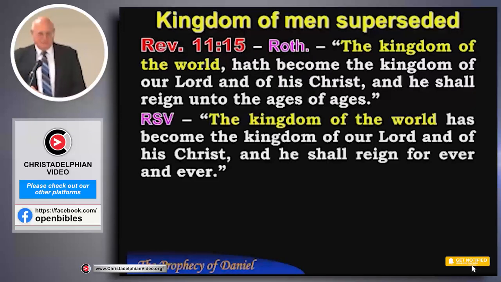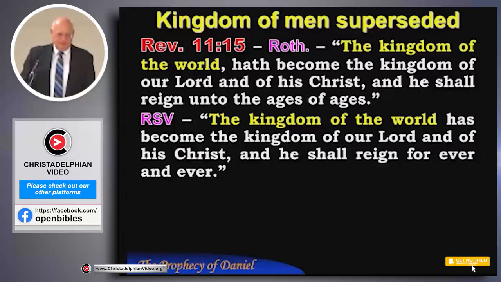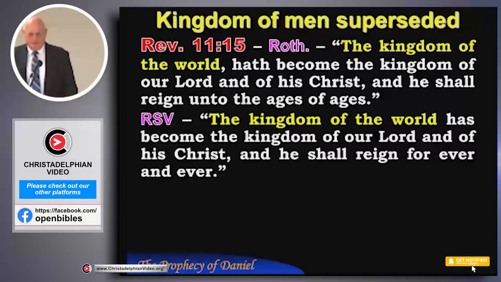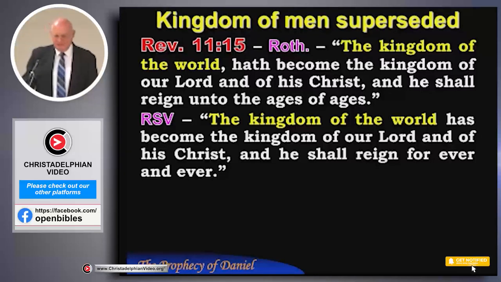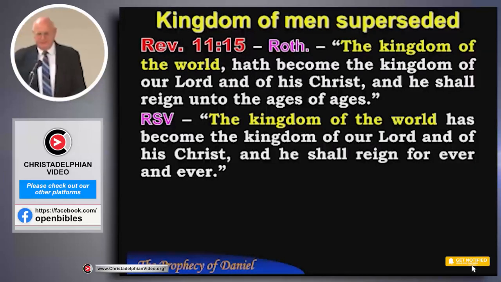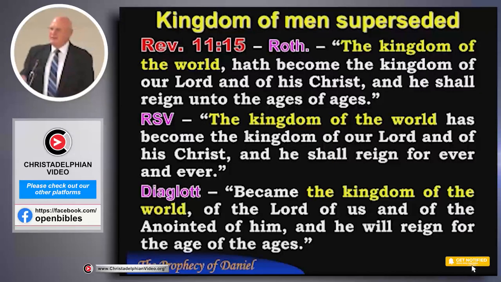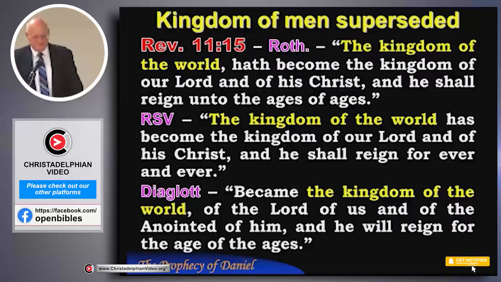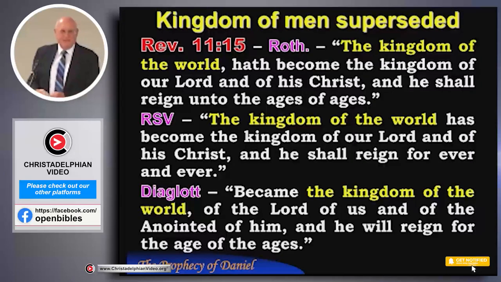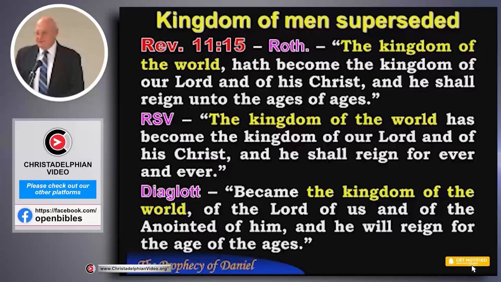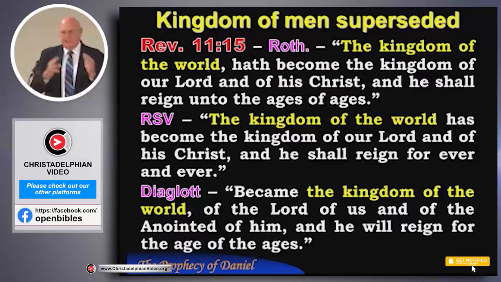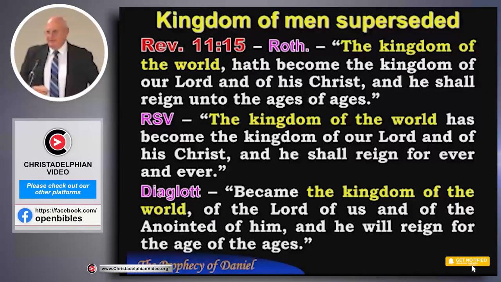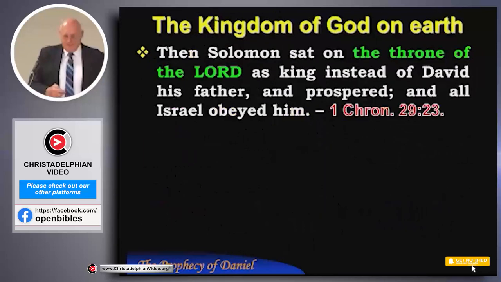Now, if you don't think that's right, have a look at the RSV. A little bit looser, but still very, very good. The kingdom of the world has become the kingdom of our Lord and of his Christ, and he shall reign forever and ever. Take the Diaglot, which is quite literal: became the kingdom of the world, of the Lord of us and of the anointed of him. It doesn't really sound all that fluent, does it? But you get the idea? The idea is clear, isn't it? That the kingdom of men is to be overthrown and replaced by the kingdom of God. I said I was going to start simply. I think that's pretty simple, isn't it? But it's very, very important.